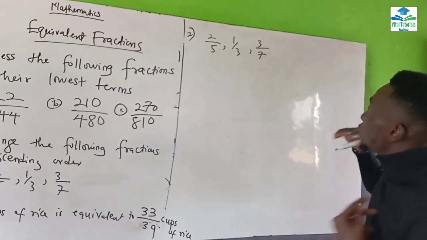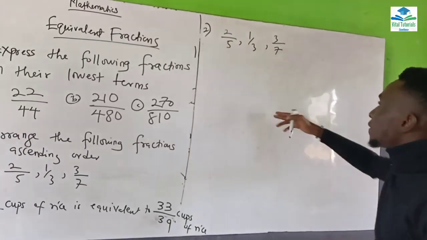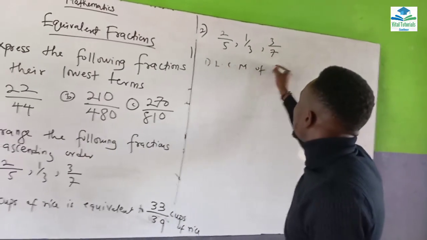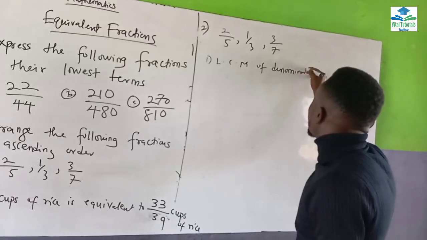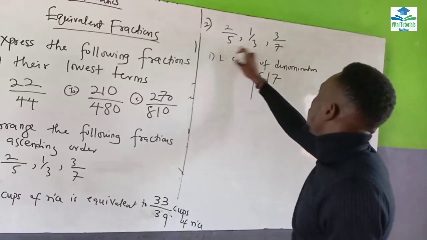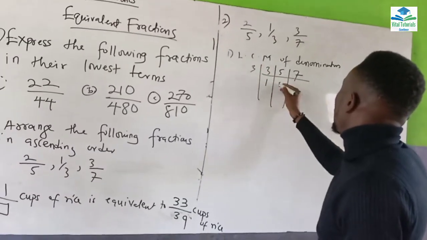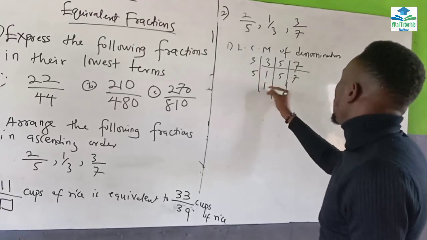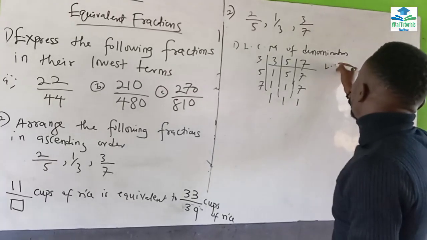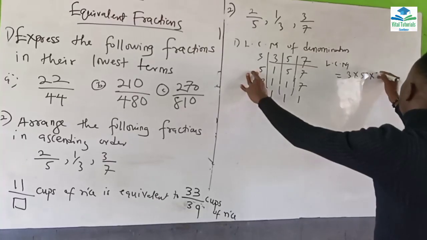And for us to know that, first thing we are going to do, we are going to find a way to convert these fractions to whole numbers. How do we do that? Step 1 is to take the LCM of the denominators. The denominators are 3, 5, and 7. Now to find the LCM, 3 here, 1, 5, 7. 5 here, 1, 1, 7. Then 7 here, 1, 1, 1. Now LCM will be equal to 3 times 5 times 7.